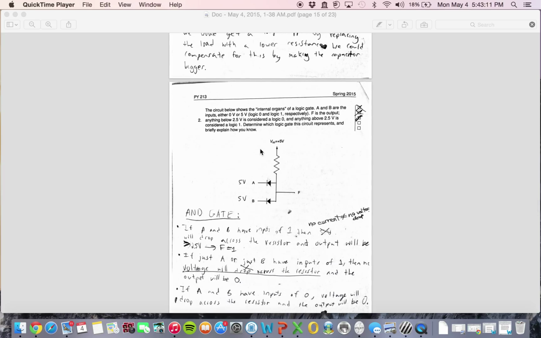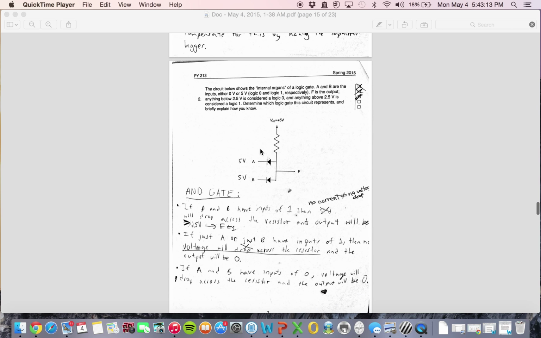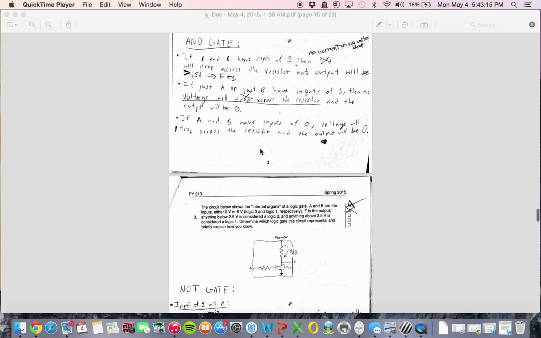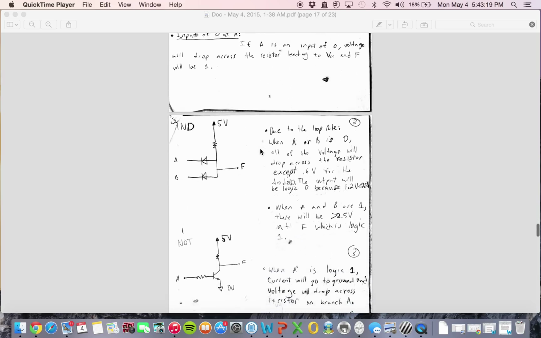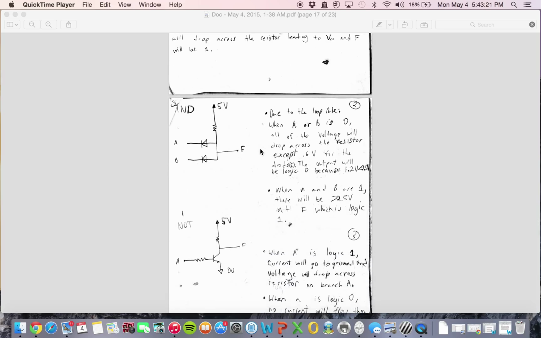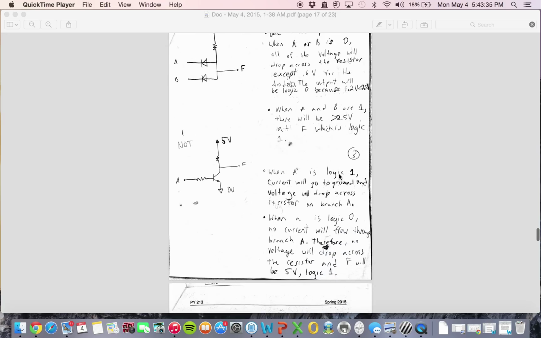For assignment 24, number 2, the AND gate, and number 3, the NOT gate, I have them on the same page next. It's taken me a few tries, but I think I have it here. Due to the loop rule, when A or B is 0, all of the voltage will drop across the resistor except 0.6 volts for the diode or diodes, and the output will be logic 0 because 1.2 volts is the greatest output we can get here, and that's less than 2.5.